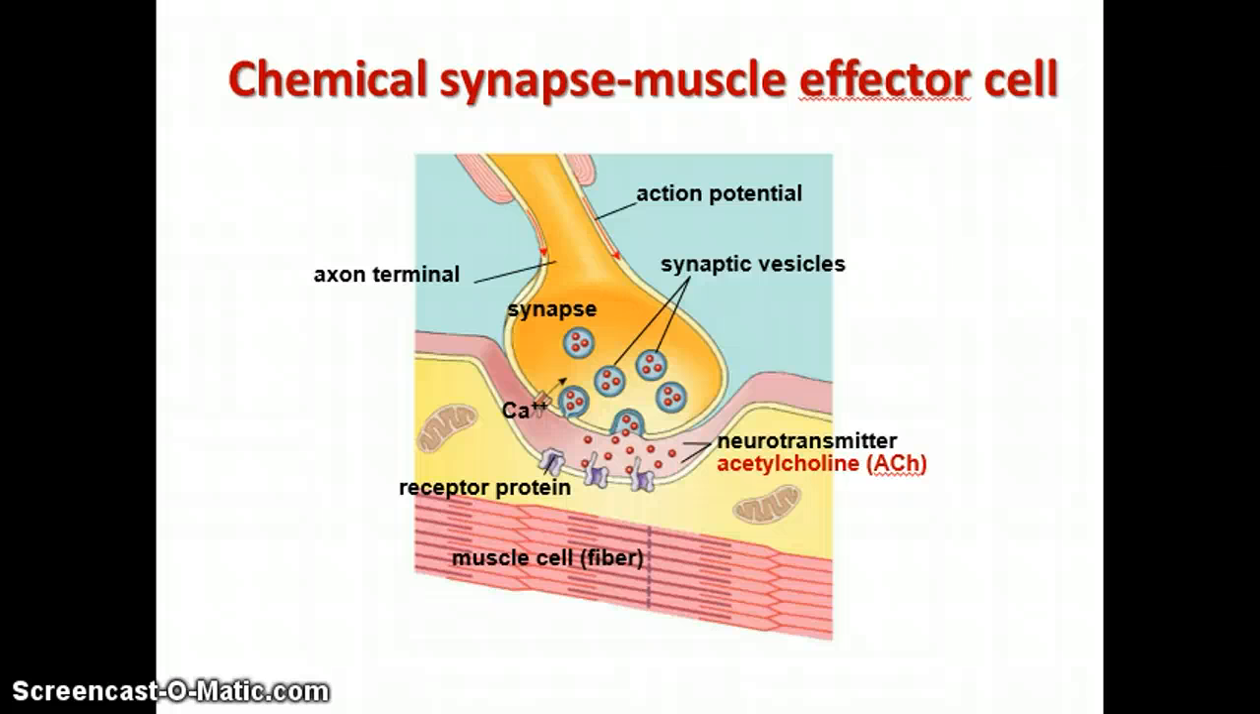Here's a picture showing the chemical synapse muscle effector cell. So you can see here is our neuron with the action potential shown with this red arrow. And then you can see the synaptic vesicles here that are carrying the neurotransmitter. So as the action potential is traveling here, we have the synaptic vesicles beginning to fuse with the membrane here at the bottom. And that's a result of the calcium that is flowing into the axon terminal right here. So the synaptic vesicle is releasing the neurotransmitter.